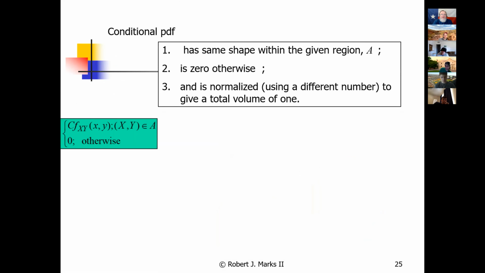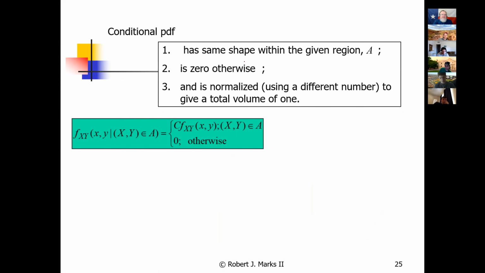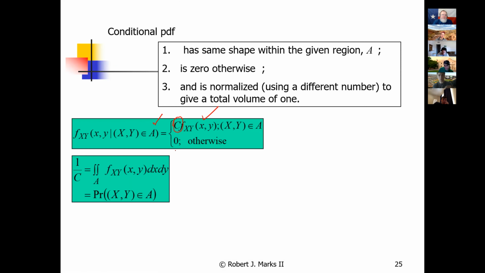So in order to do that, what do we do? Well, the new density function, the conditional density function, if it exists in A, is exactly the same shape as the original density function, but we have to multiply it by a constant. Why do we have to multiply it by a constant? To get that total volume up to 1. And we can get this constant simply by integrating the density function over the area, and then that's the result.